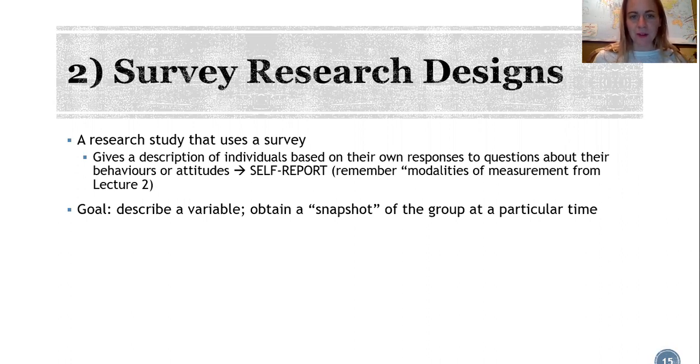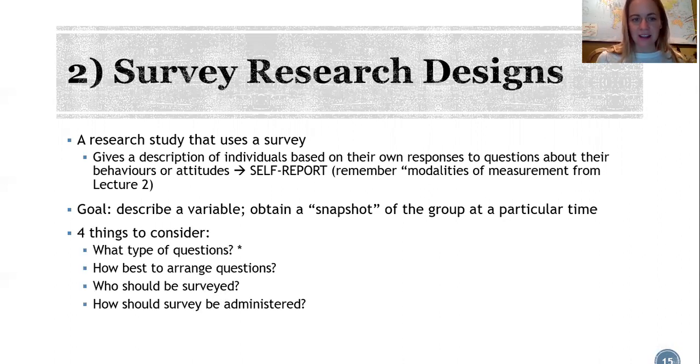If you remember from a few weeks ago, when we talked about modalities of measurement, survey research gets into that category of self-report measures. So again, the same goal exists for surveys as observational research. Our goal is to describe a variable and get a snapshot of a group at a particular time. But here we're asking participants to give us that snapshot rather than taking it ourselves.